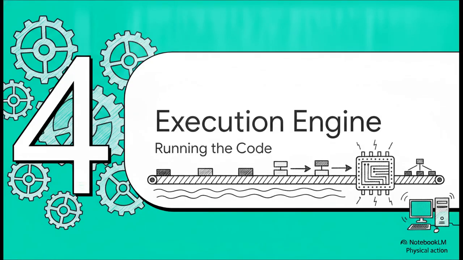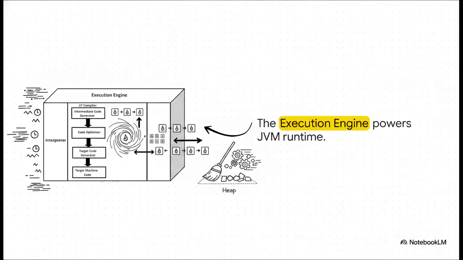All right, let's head to part four, the execution engine. Welcome to the assembly line. Here, the interpreter is reading the bytecode on the fly, translating it line by line. But as we all know, interpreting code continuously is famously painfully slow. Enter the just-in-time, or JIT, compiler.